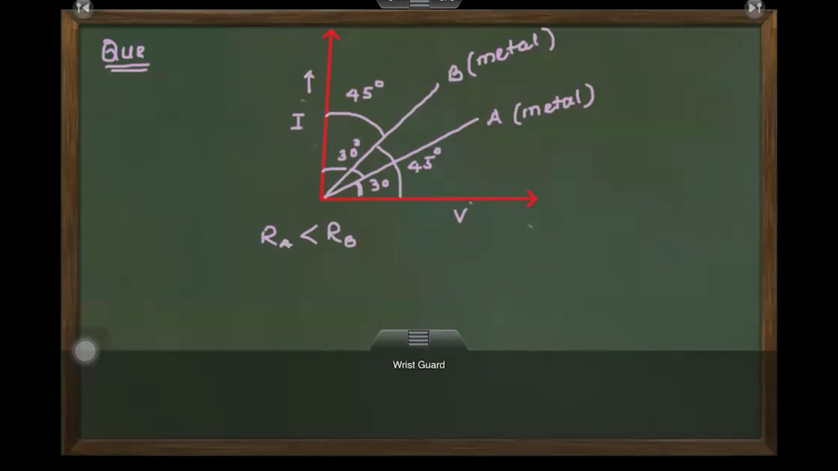Now, this is 60 degree. Which one will have more resistance in this case, A or B? A. So is this one clear? Yes, sir. Okay, very good.